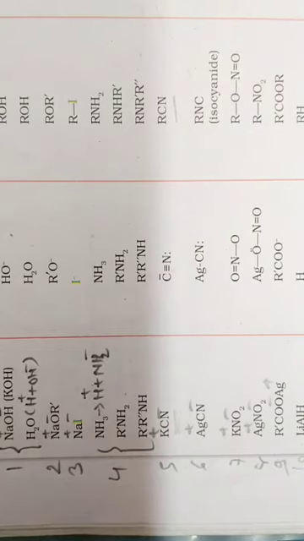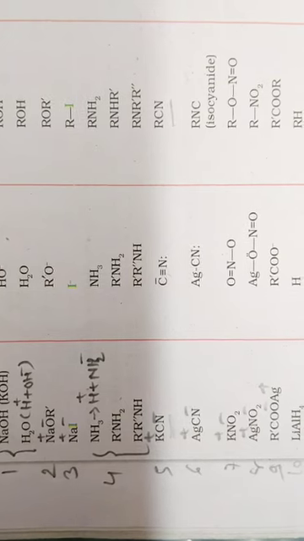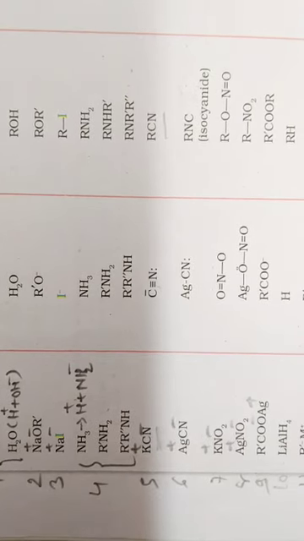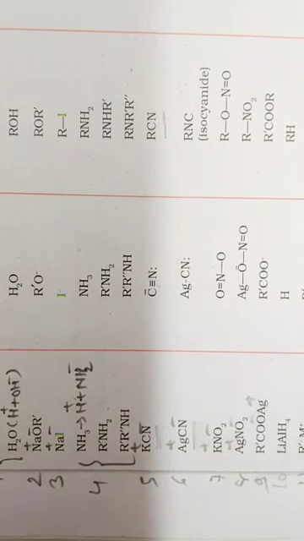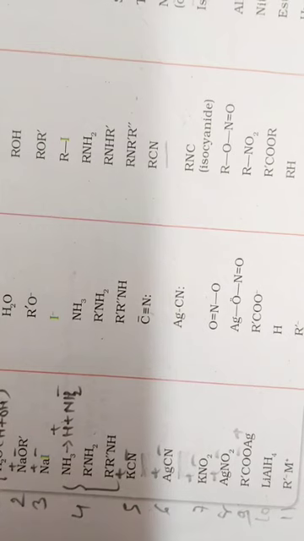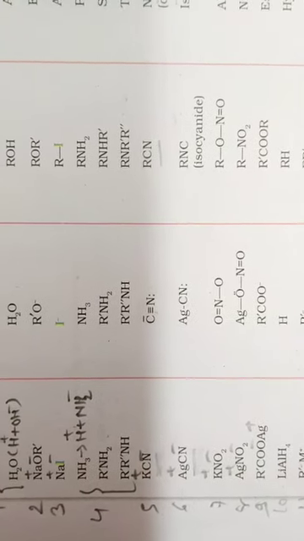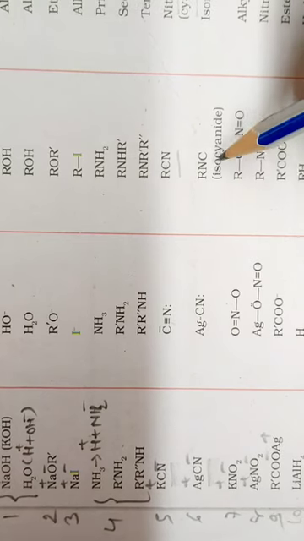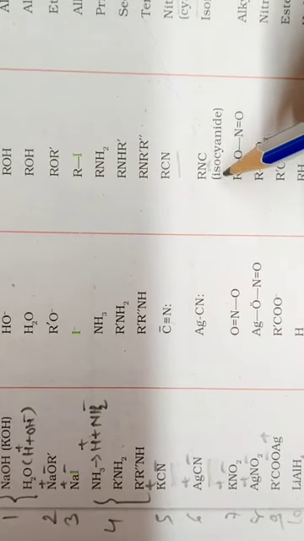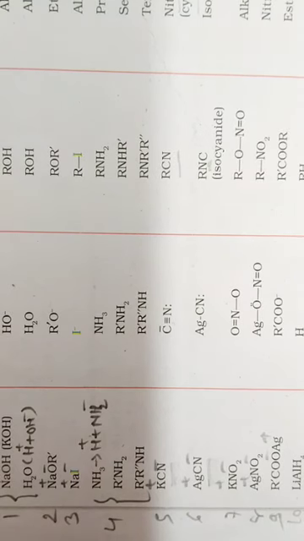Hello students, this is our sixth point, reaction of alkyl halide with AgCN. Just dissociate your AgCN, you will get Ag+ and CN−. In this case, the cyanide group is attached through nitrogen, so we get RNC, that is isocyanide.